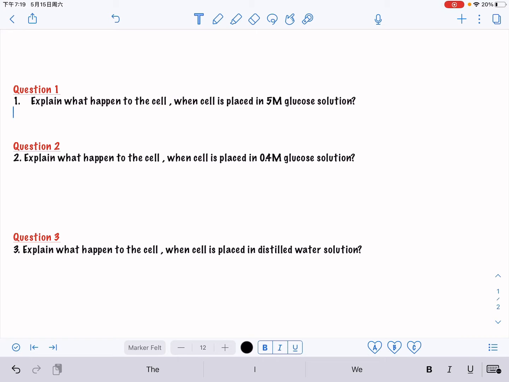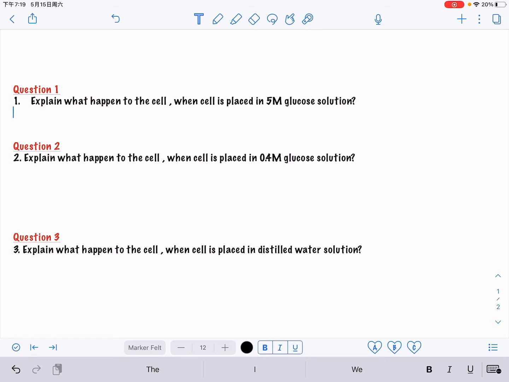Question 1. Explain what happened to the cell when the cell is placed in 5M glucose solution. Question 2. Explain what happened to the cell when the cell is placed in 0.4M glucose solution. Question 3. Explain what happened to the cell when the cell is placed in distilled water solution.